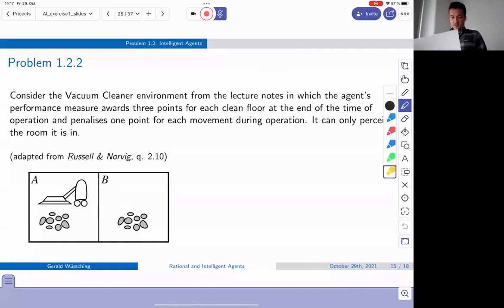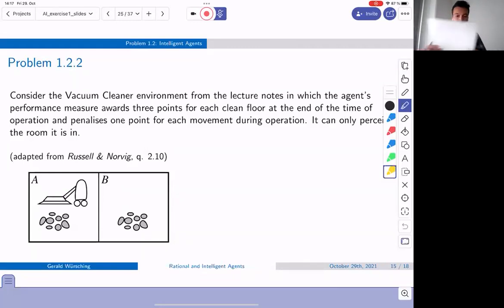Somebody asked for examples for goal-based or learning-based agents. We also provide additional problems in the exercise sheets, and I think there are also examples. Yes, there are examples for goal-based agents and learning-based agents, and the solutions. These problems won't be discussed, but the solutions will be uploaded afterwards. So you will have an example for a goal-based or learning-based agent there.